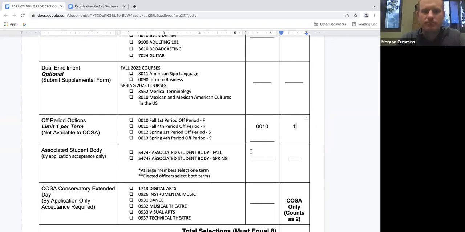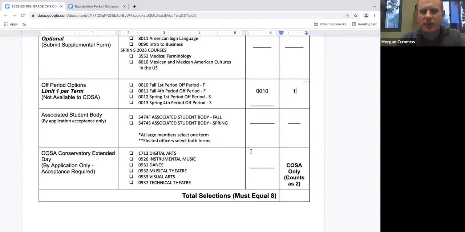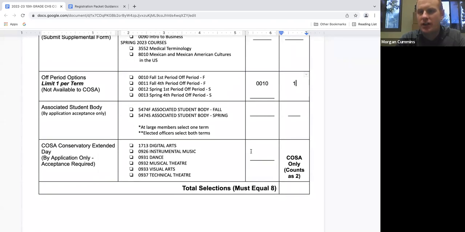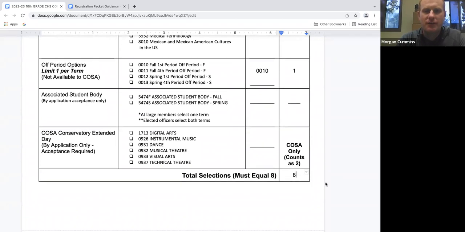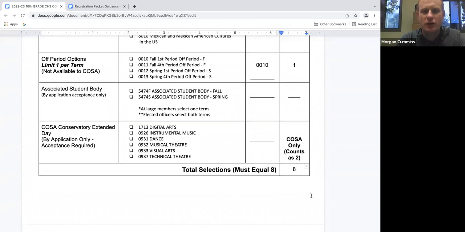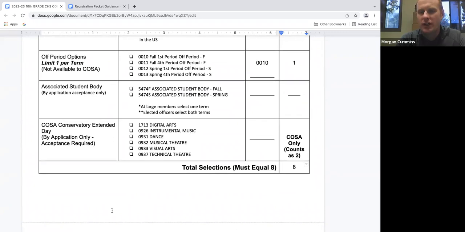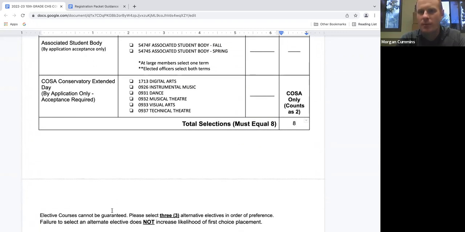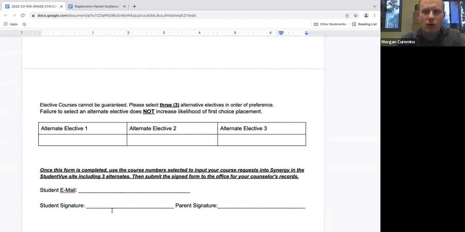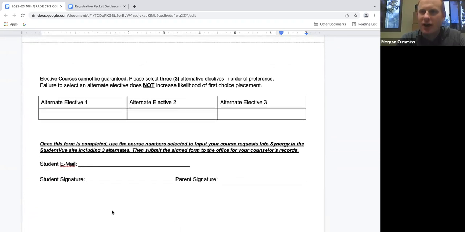Okay, cool. And then real quick, if you're taking ASB, if you happen to be an at-large member, you only need to sign up for one term of ASB, but if you're an elected officer, you need to sign up for both, so that'll count as 2. And similarly with COSA, if you are in COSA, you need to put your conservatory there, and keep in mind that your conservatory will be both terms, so we need to count that as 2 as well. Now that we've gotten through our 8 course selections, you may think you're done, but we're not quite there yet.